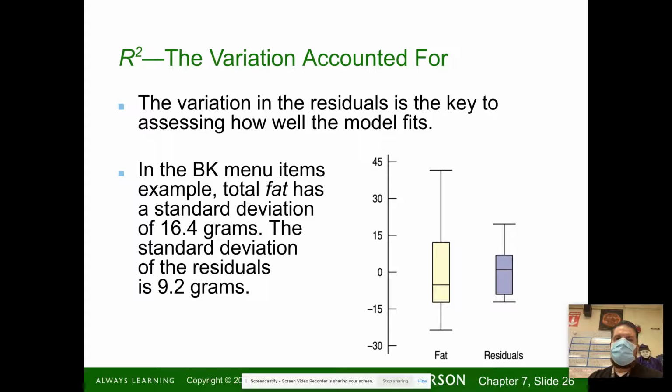Okay, sorry. So then R squared is the variation accounted for. The variation of the residuals is the key to assessing how well the model fits. In the BK menu items example, total fat has a standard deviation of 16.4 grams. The standard deviation of the residuals is 9.2 grams. So this is like a visual. I'll let you see.